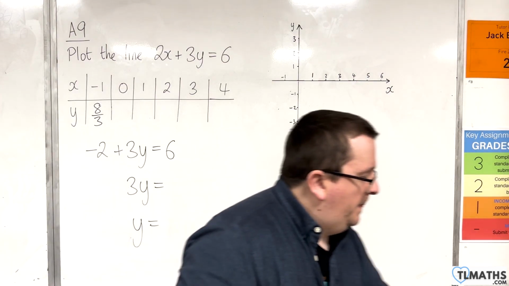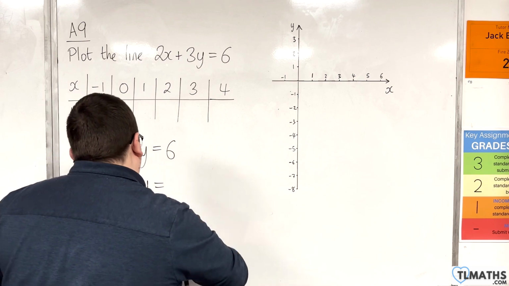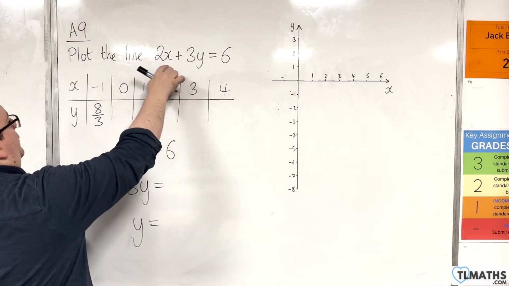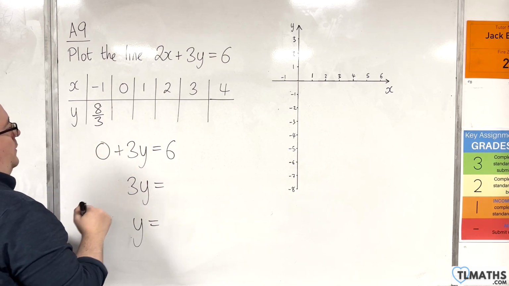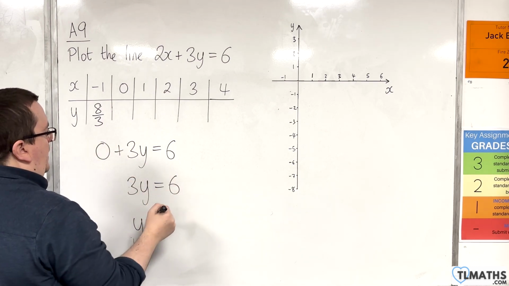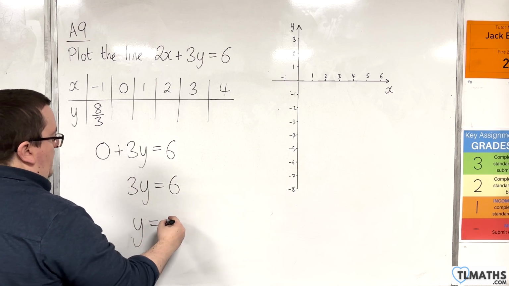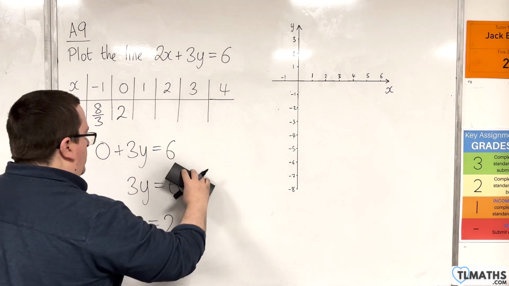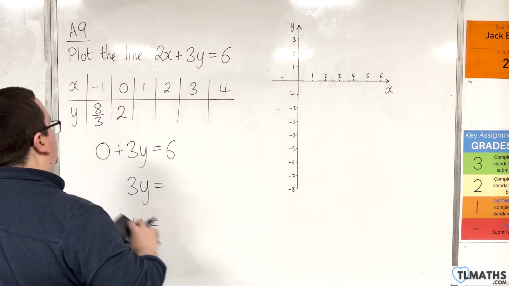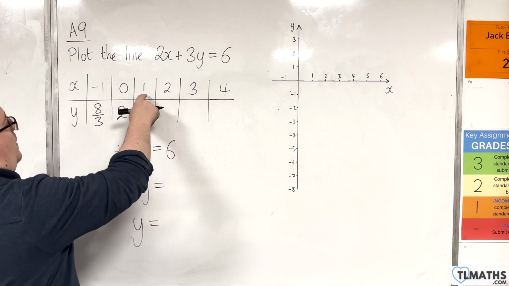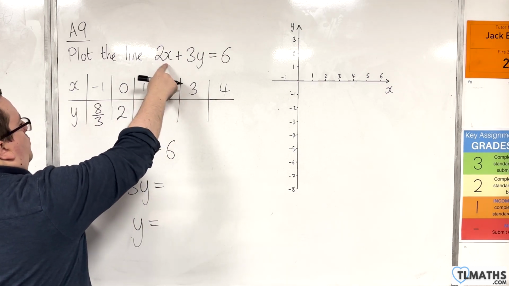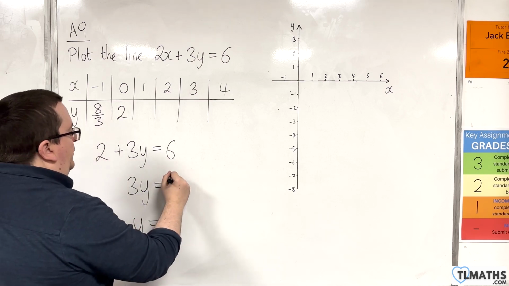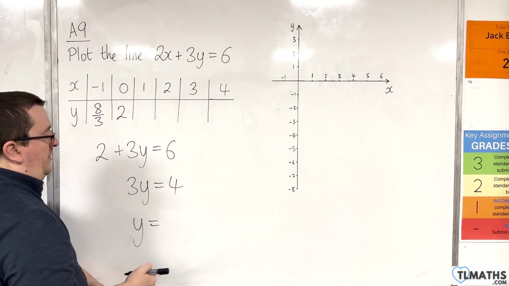Right, so next up, we've got when x is 0. So we're going to have two lots of 0. So then 3y is equal to 6. Divide both sides by 3, and we get y is equal to 2. Now when x is 1, we get two lots of 1 plus 3y equals 6. Subtract the 2 from both sides, and then divide both sides by 3.